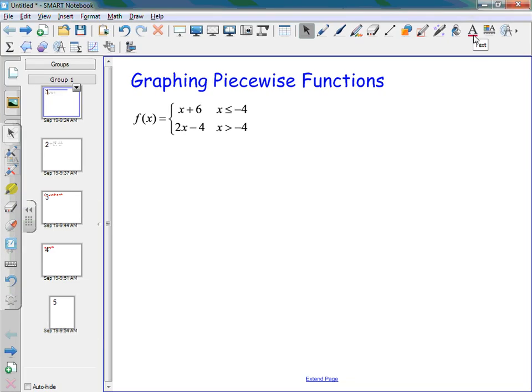Okay. Here's the problem. This is an example. I want you to graph f of x equals x plus 6 when x is less than or equal to negative 4, and 2x minus 4 when x is greater than negative 4. All right? Now, with that said, y is equal to x plus 6 is the first function. True statement? What does y equals x plus 6 look like?